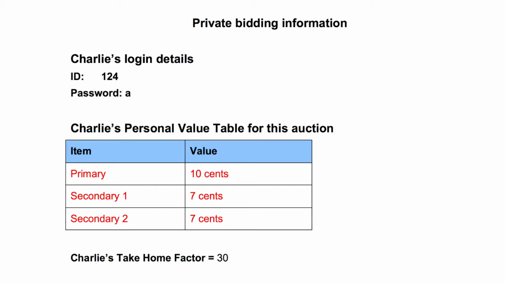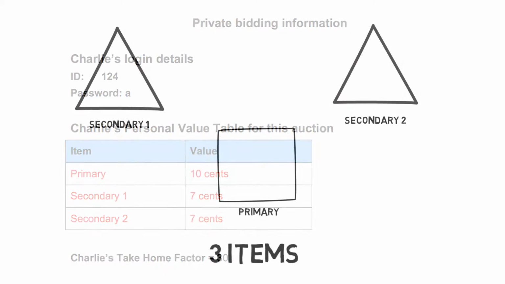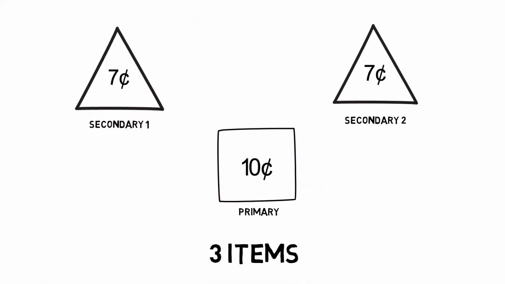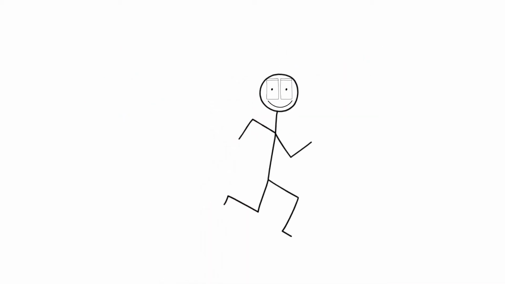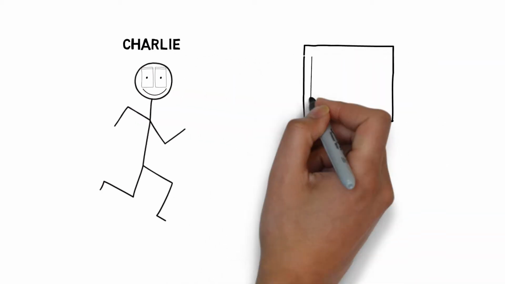In this personal values table, we can see that Charlie has a value of 10 cents on the primary item and 7 cents on each of the secondary items. Your values are different to the values of other bidders. Other bidders don't know your values and you don't know theirs. So here we have Charlie's values of 10 cents on the primary item and 7 on each of the secondary items. Now let's have a look at Charlie bid in an electronic auction.